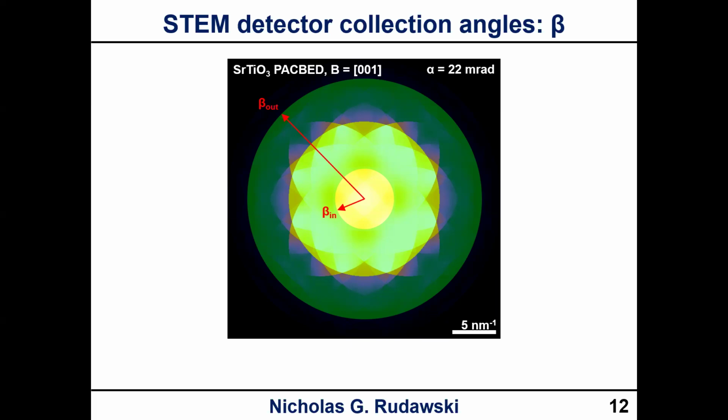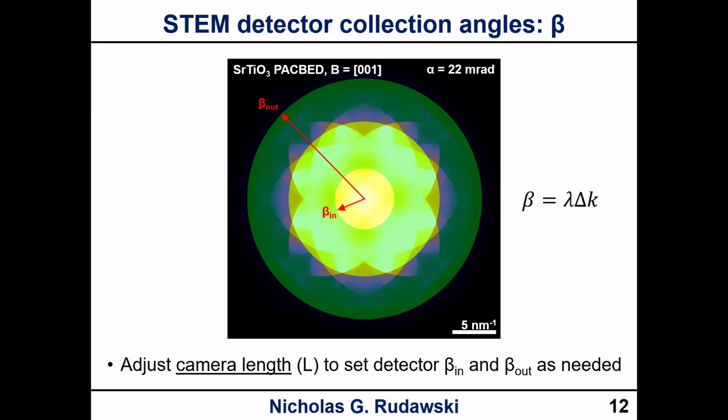Okay, so when we show diffraction patterns, we typically use reciprocal length units, but we also like to think in terms of angles. If we want to convert those to an angle, we can use this simple equation here. We multiply delta k by lambda. Make sure, of course, you're in nanometers in one and reciprocal nanometers in the other, and you get your angle beta out in radians, which you then need to convert to millirad. So 17 millirad is about 1 degree, just to give you an idea. Again, we can manipulate the camera length to adjust the collection angles as we desire.